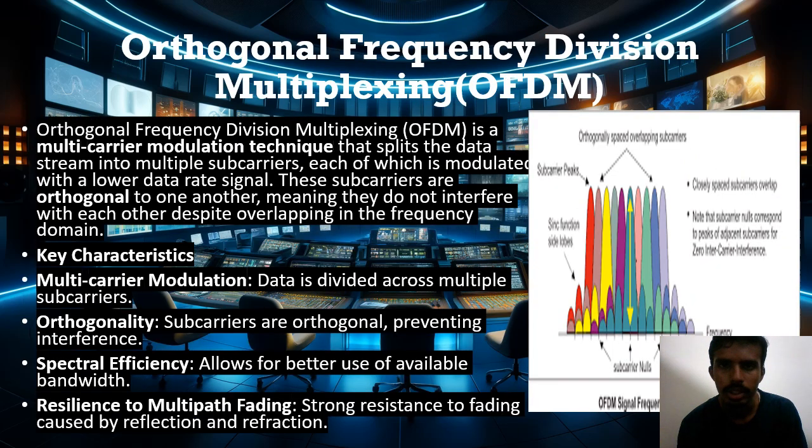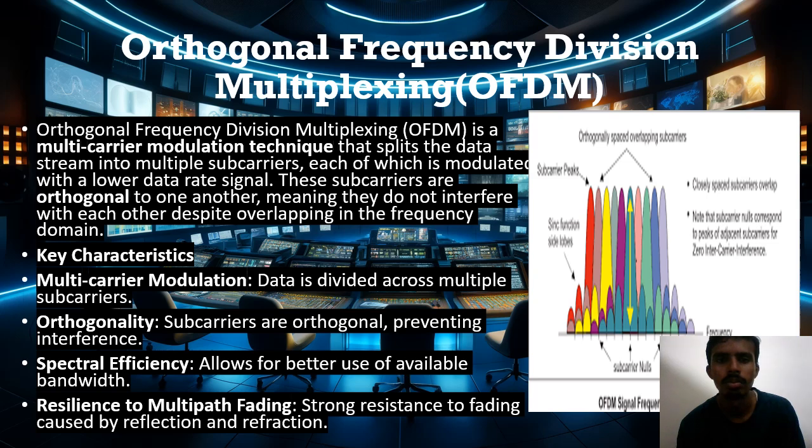Orthogonal frequency division multiplexing, OFDM. Orthogonal frequency division multiplexing, where multiplexers play a role in order to combine various signals into one signal. So orthogonal frequency division multiplexing is a multi-carrier modulation technique that splits the data stream into multiple subcarriers, each modulated with a lower data rate signal. These subcarriers are orthogonal to one another, meaning they do not interfere with each other despite overlapping in the frequency domain.